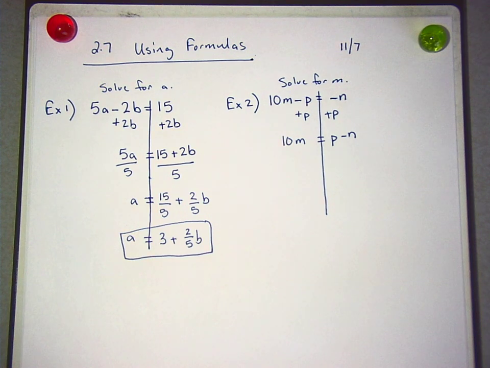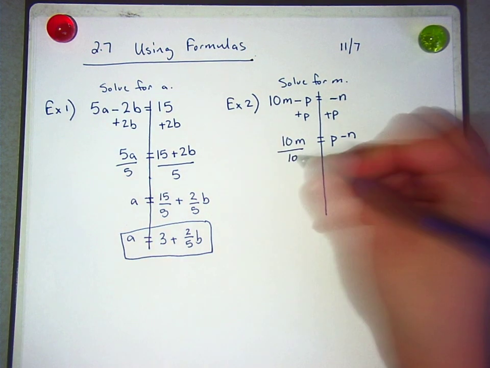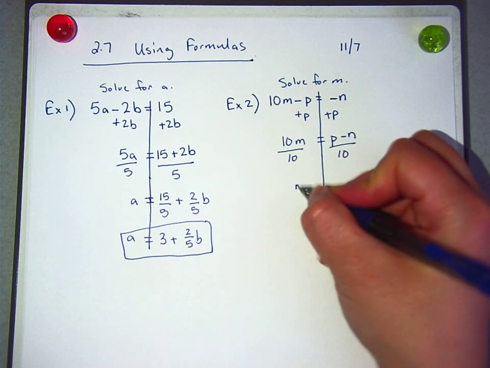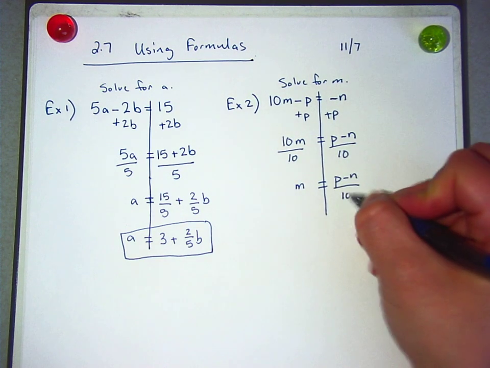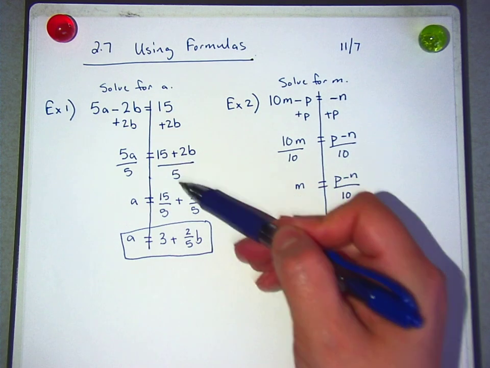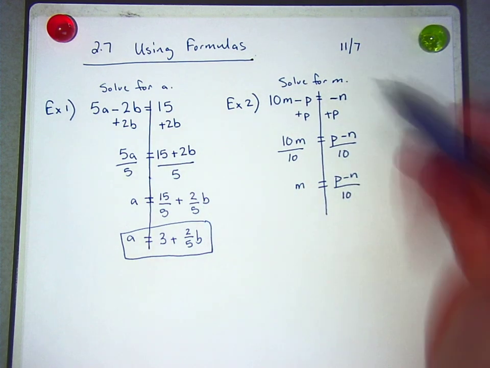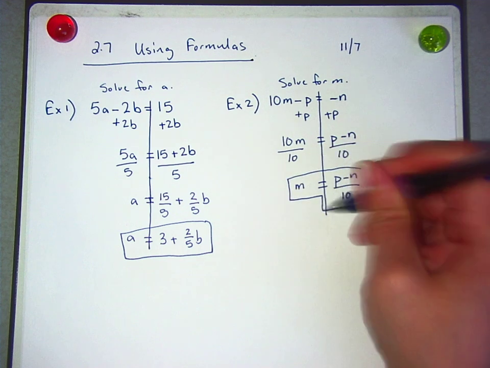And now what? Divide by 10. I'm just going to leave this one as p minus n over 10. Because do you remember how last time that 15 and that 5 could be reduced? But here there's nothing that can be reduced, so I'm just going to leave it looking like that.